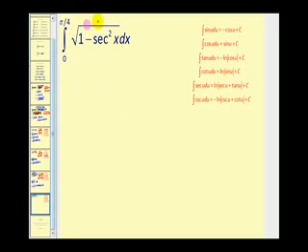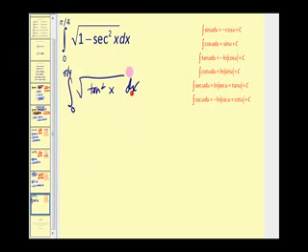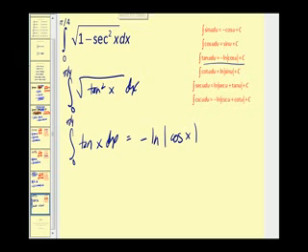Now we have a definite integral. Now this one we do have to remember one of our identities. 1 minus secant squared x is equal to tangent squared x. And the square root of tangent squared x would just be tangent x. Now if we take a look at our integration formulas, this will equal negative natural log cosine u. So we have the antiderivative equal to negative natural log absolute value of cosine x.